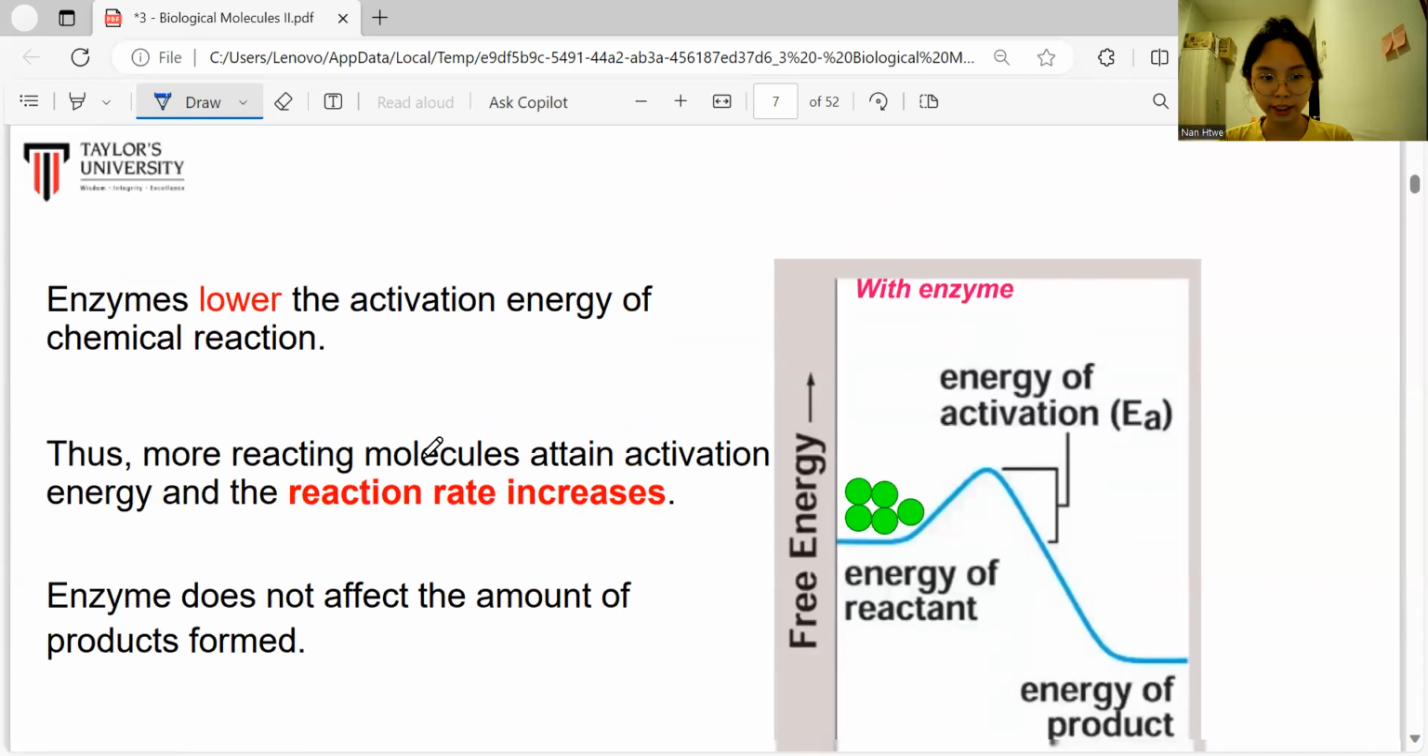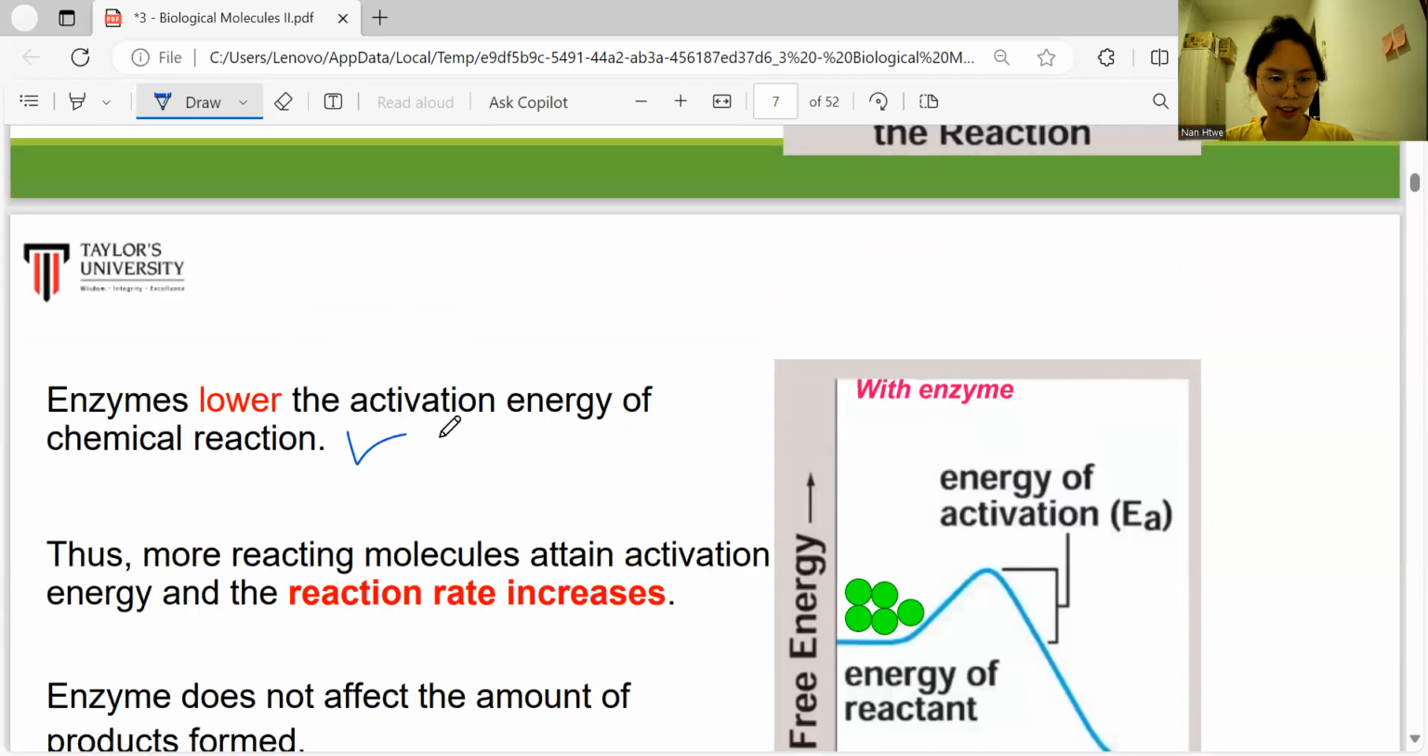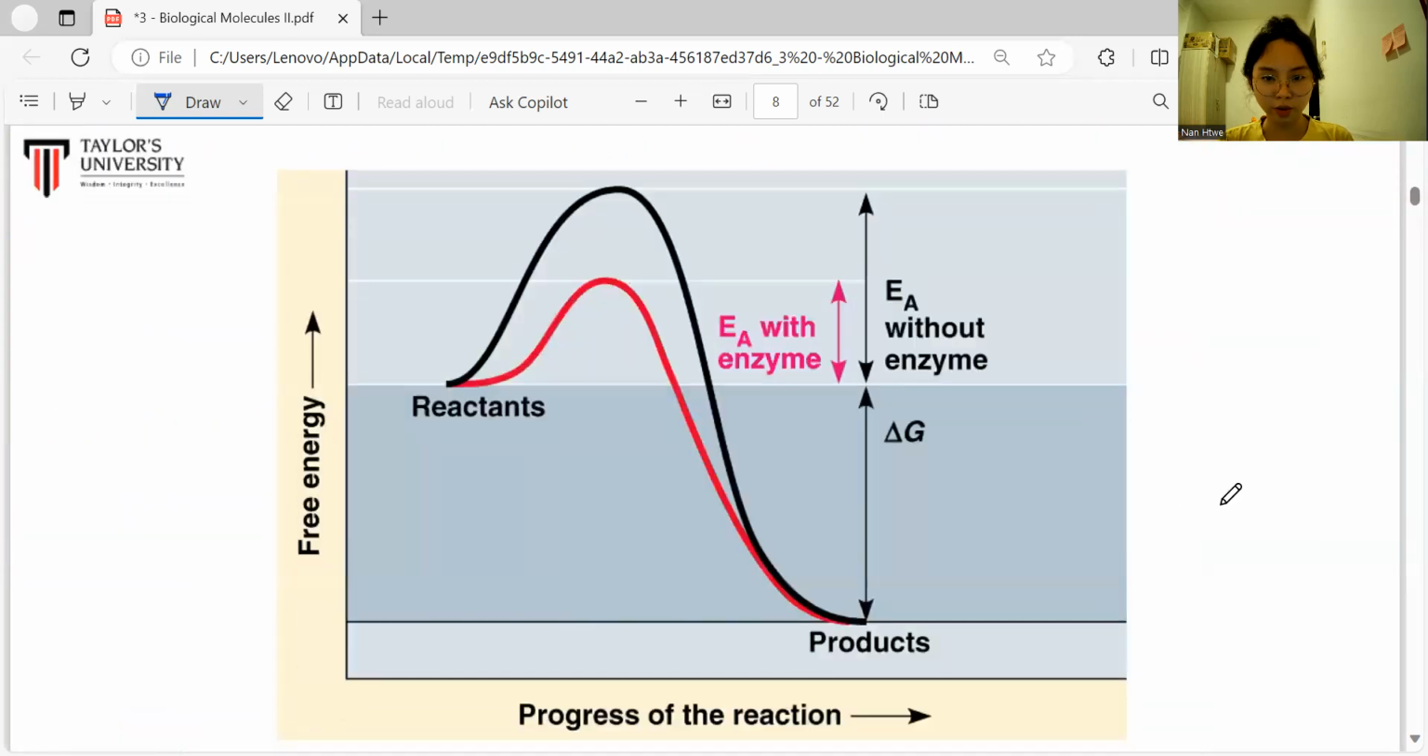Here it says that an enzyme lowers the activation energy, but I don't recommend this definition. It just offers an alternative pathway with lower activation energy. You need to know this graph as well. This one is the activation energy without the enzyme, and this one is the activation energy with the enzyme. There might be MCQ questions with graphs asking which graph represents the activation energy with or without enzyme, so be familiar with the graph.